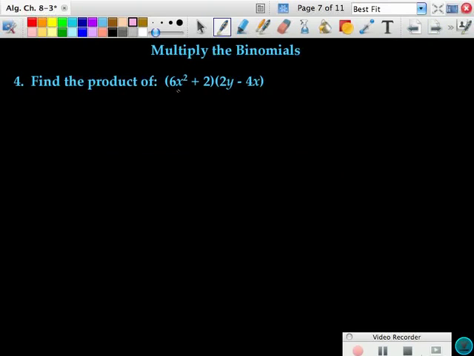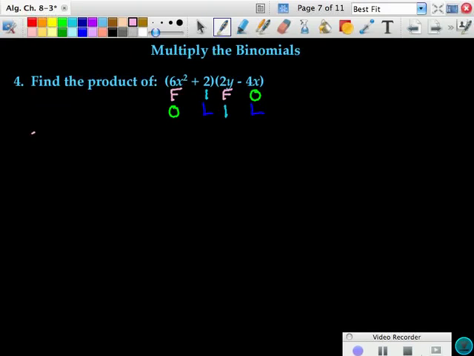I'm partial to FOIL. I think it's easy. I'm not quite the visual person, but if you are, you go ahead and do it. All right, so that's first terms, outer terms, inner, the ones next to each other, and then we have last in each set.